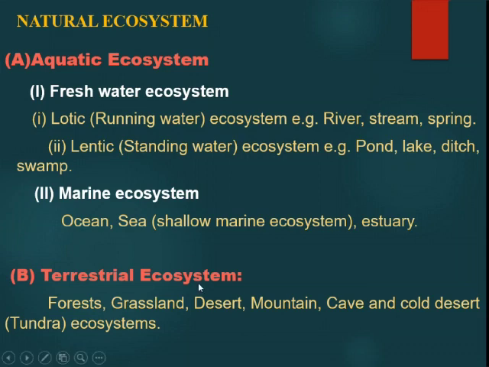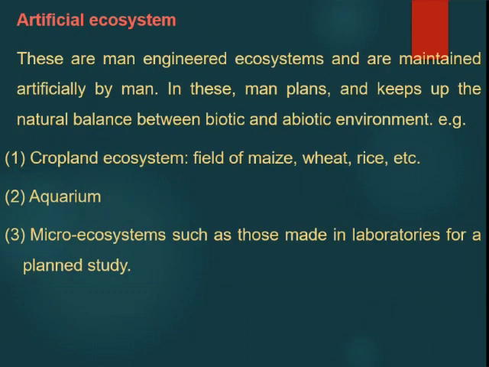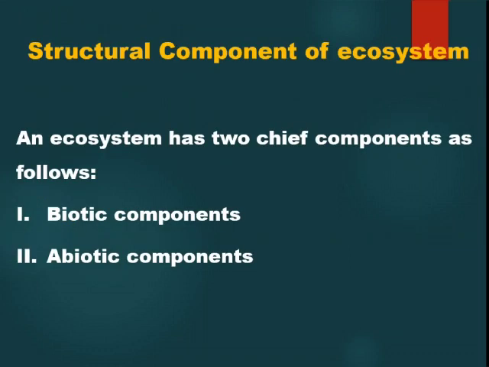And in the terrestrial ecosystem matlab sthaliya paritantra, sthaliya jahan par bhumi ho, jameen ho, usse hum terrestrial ecosystem kehte hain, like forest, grassland, desert, etc. And artificial ecosystems are those ecosystems which are controlled by human being, like cropland ecosystem. Jitne bhi hamare fasal tantra hain, wo sabhi ke sabhi artificial ecosystem hain. Aquarium, laboratories are also the example of artificial ecosystem.